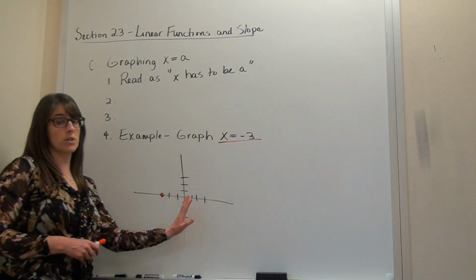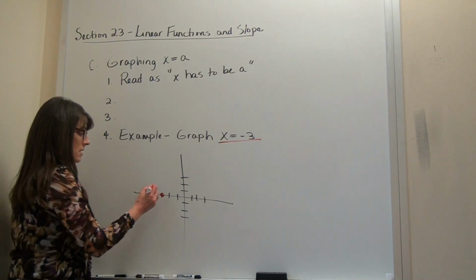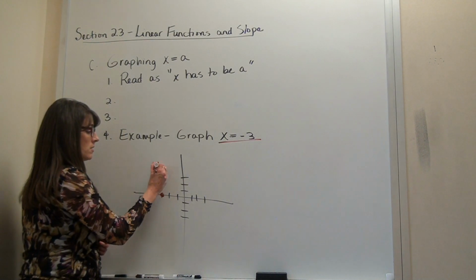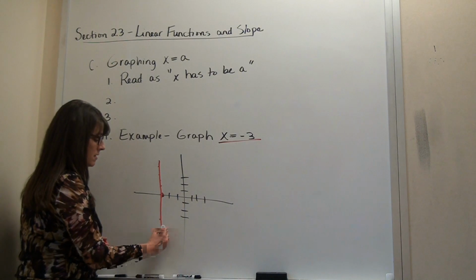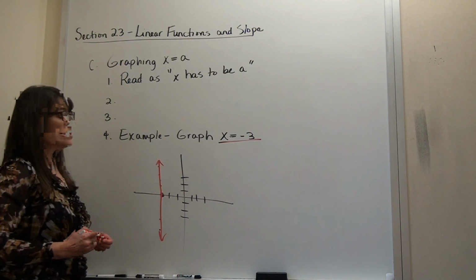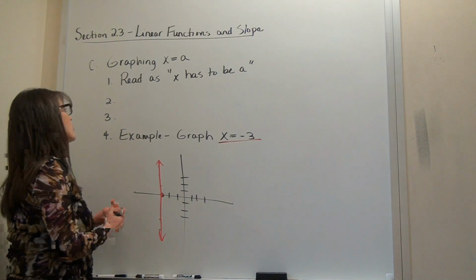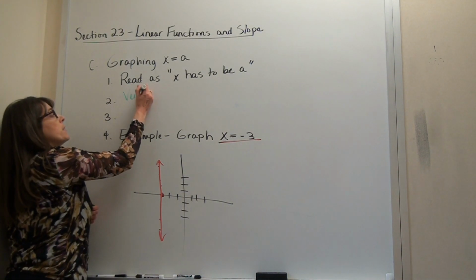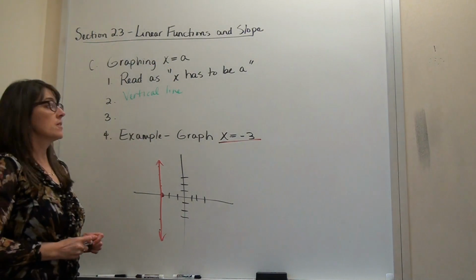So where else on this 2D coordinate plane are x coordinates that are -3? That's here, and here, and here, and here, and down here, and down here. Okay, so if I connect all these, now what type of line is that one? Yeah, that one is going to be a vertical line, and that will happen every single time that you have an equation that looks like this.